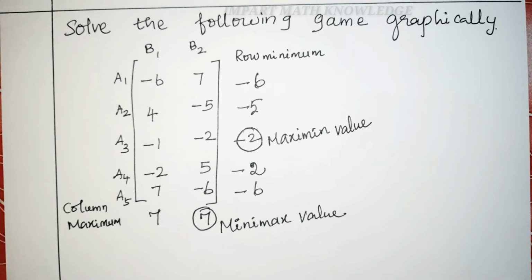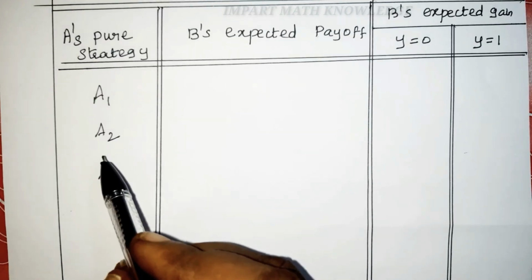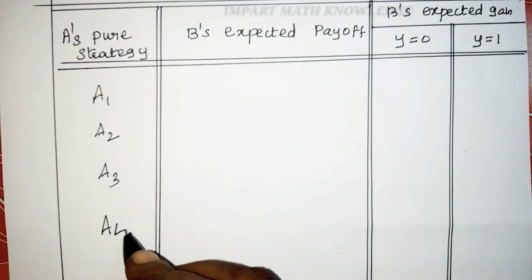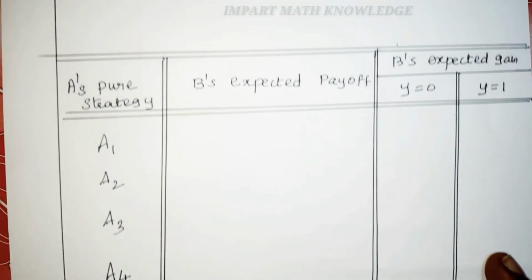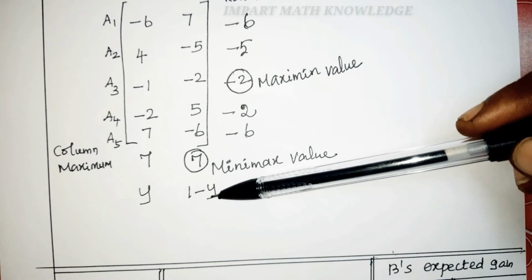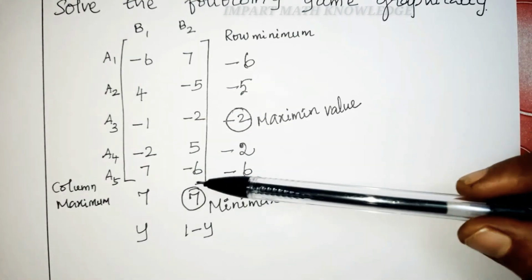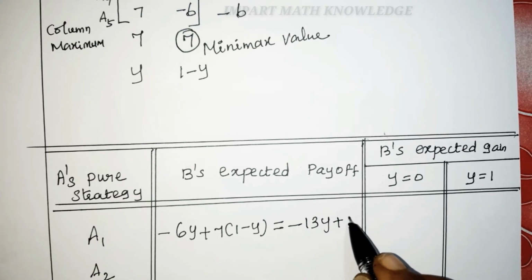For that you have to assign the probability y for the first strategy, 1 minus y for the second strategy. A's pure strategies are A1, A2, A3, A4, A5. B's expected payoff is minus 6 into y plus 7 into 1 minus y. Like that you have to write all the values. Minus 6 into y plus 7 into 1 minus y is equal to 13y plus 7.